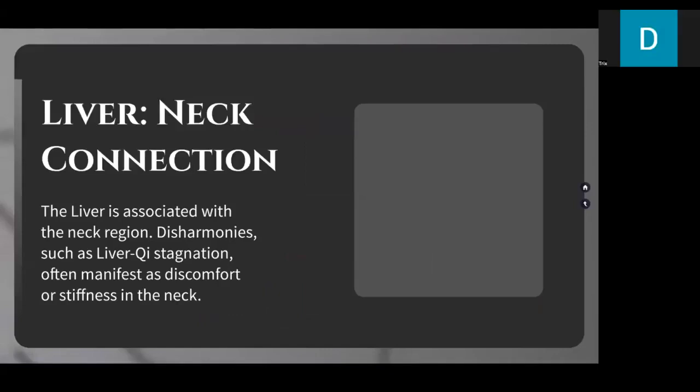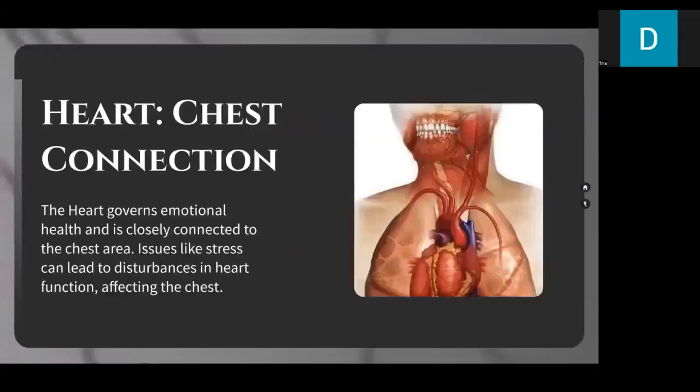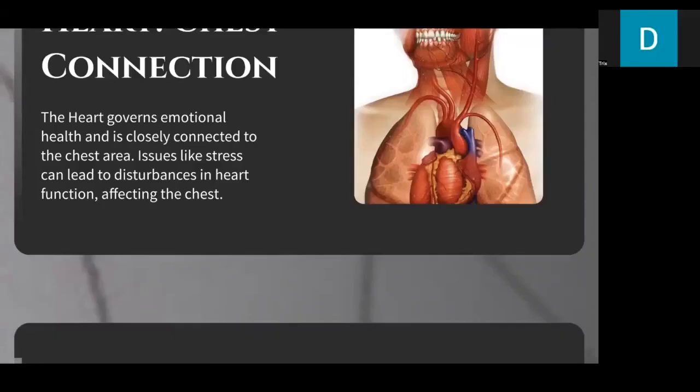The liver-neck connection. The liver is associated with the neck region. Disharmonies such as liver qi stagnation often manifest as discomfort or stiffness in the neck. The heart-chest connection. The heart governs emotional health and is closely connected to the chest area. Issues like stress can lead to disturbances in heart function affecting the chest.